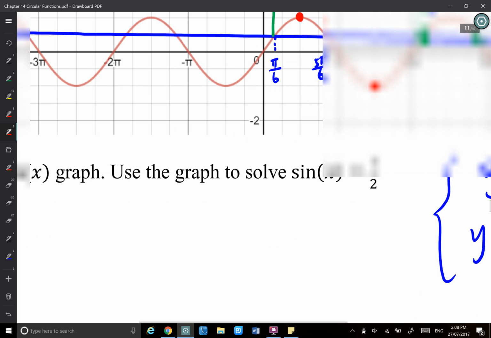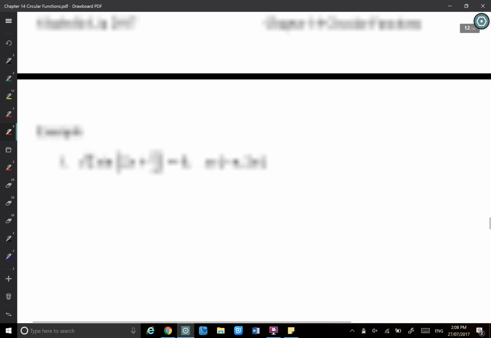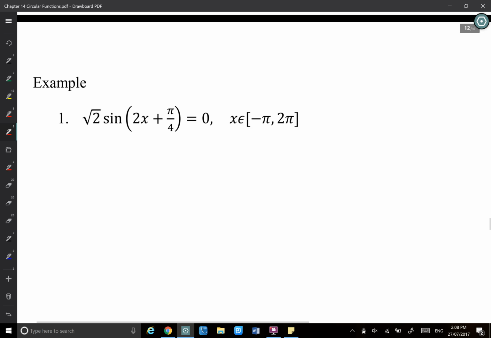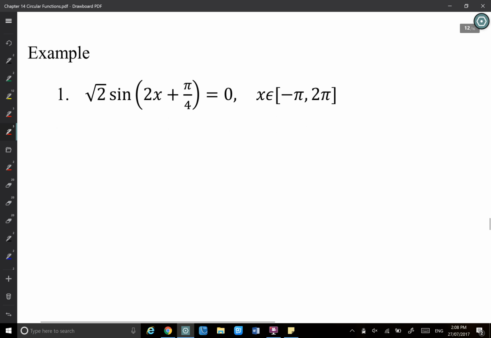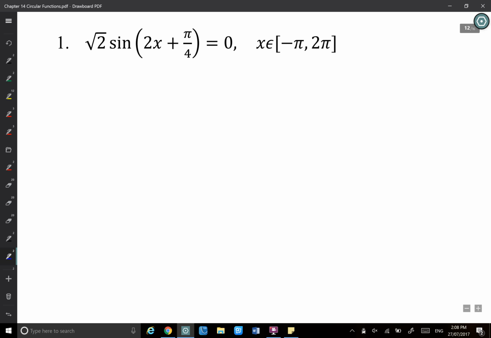I'll just go through one easy example with you. Can you have a look at this question? I'll go slowly, and please follow.